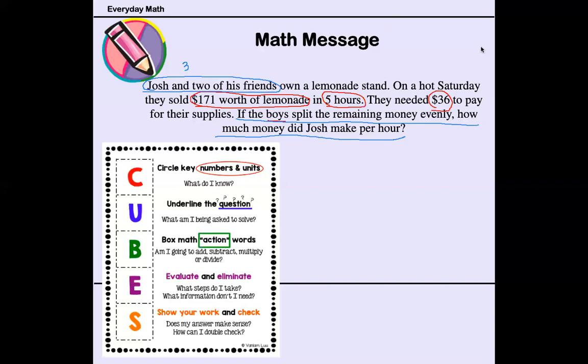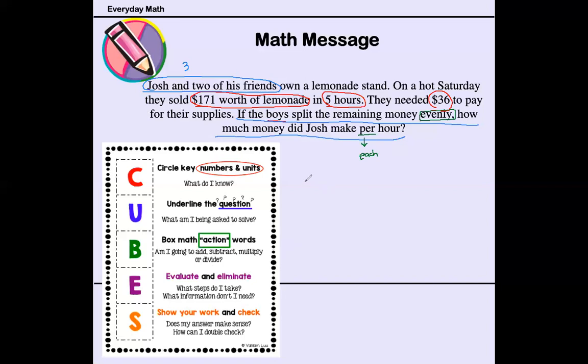Next, we have to box the action word. Where is the action word that we see? If the boys split the money evenly, how much money did Josh make per hour? Per is another word for each hour. Okay, so now let's go back, eliminate, evaluate what we have to do. Now, first step. First, what will we have to do?